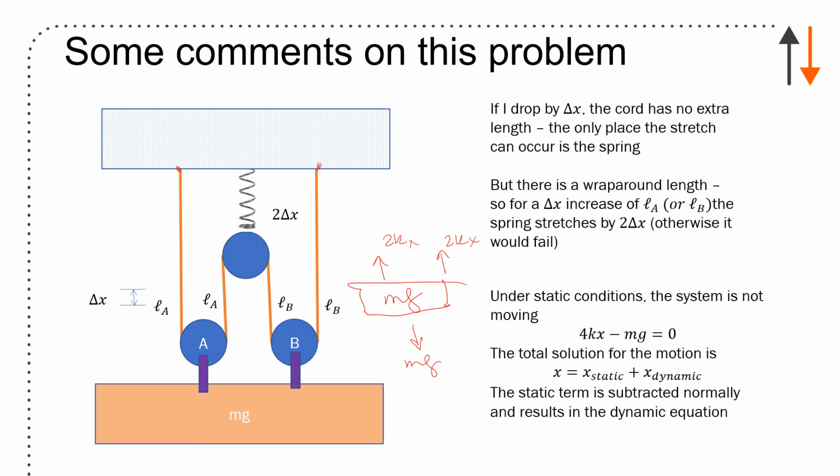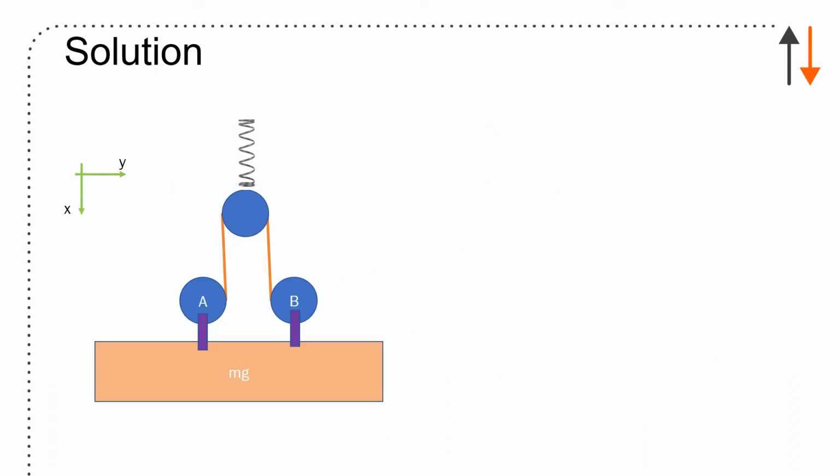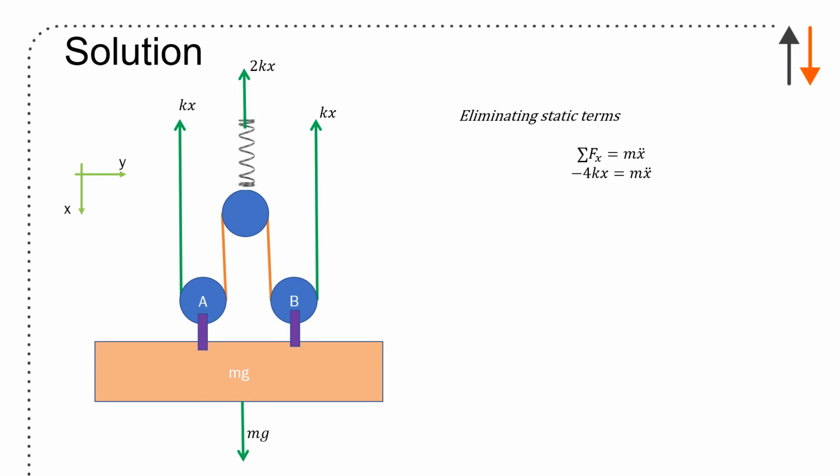The total solution for the motion is x static plus x dynamic, which is the same thing as we just did a moment ago. If you put in the terms and substitute all the expressions and mg, after eliminating all of those static terms, you end up with minus 4kx equals m x double dot. And again, remember, the original solution will have x static plus a delta, and I'm just going to refer to it as x. I end up with a dynamic equation.